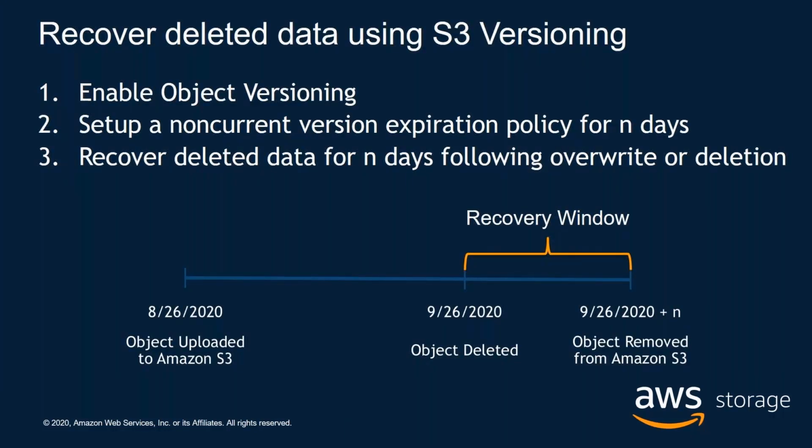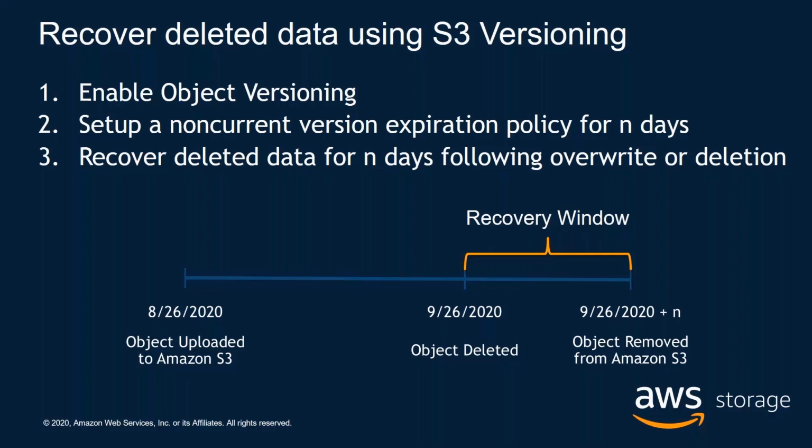Here's that slide I talked about with having a recovery window for your versions of objects in Amazon S3. So this is kind of a do-it-yourself recovery bin, is one way to look at it. You've turned on object versioning for a bucket. You've set up a non-current version expiration policy for a number of days. So we're talking here about setting that policy because we want a fixed period of recovery window.